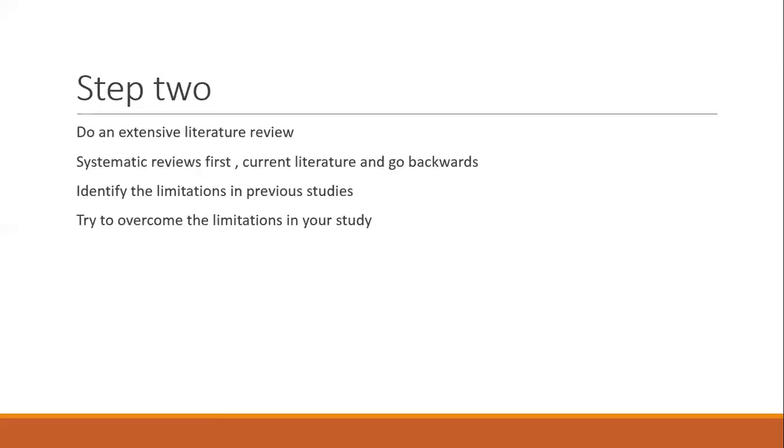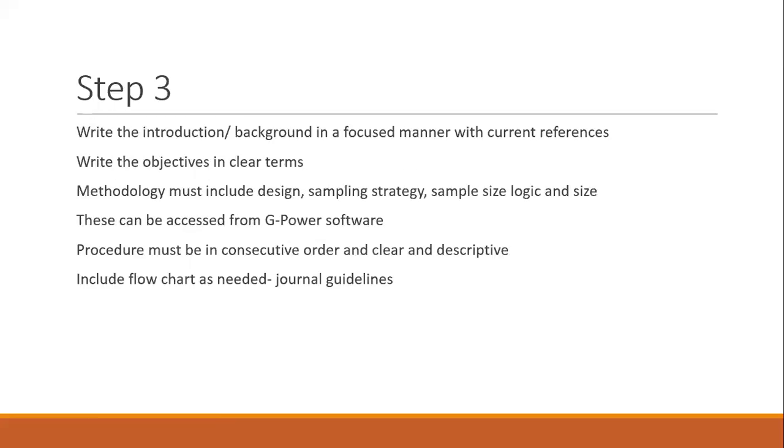Step 2, do an extensive literature review. First, you need to read systematic reviews, current literature, and go backwards so that you can identify the limitations in previous studies. Then, try to overcome the limitations in your study. So, your study should add something new to the existing body of knowledge. Otherwise, it is not of interest to any journal to publish.